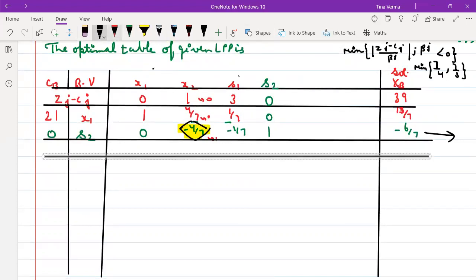So here this will be your zj-cj. The entries after applying the operation, I am writing those entries. So it is coming as your 1. Here it will be x1 variable s2. Sorry. Now the entering variable will be your x2. In place of x1, it will come s2, it will come x2.